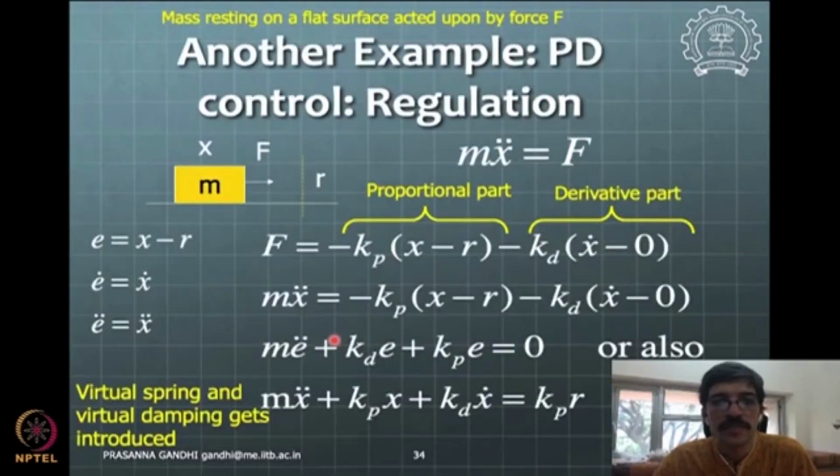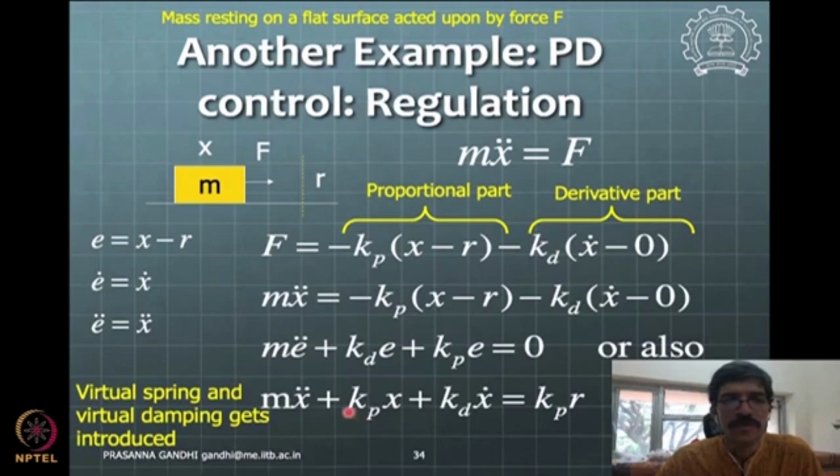So this is another example about the simple PD control for regulation purpose. This is a much simpler form, which we have already seen. It's just again PD control applied here, and you can see this in the error form here.